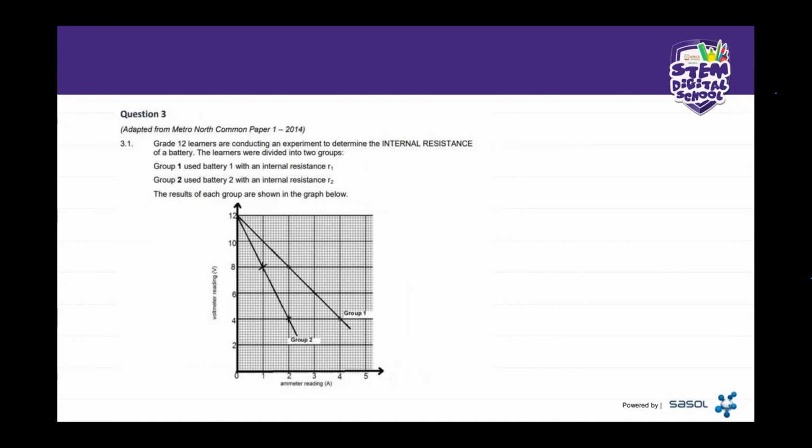Okay, we've done work, energy, and power. Yeah, here we are. Let's do this problem. Grade 12 learners, you see, this is a 2014 paper, common paper. It says grade 12 learners are conducting an experiment to determine internal resistance of a battery. So now you already know the electrodynamics, okay? The learners were divided into two groups. Group 1 used battery 1 with internal resistance R1, and group 2 used battery 2 with internal resistance R2. The results were drawn as shown below.